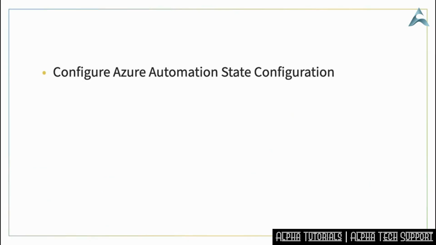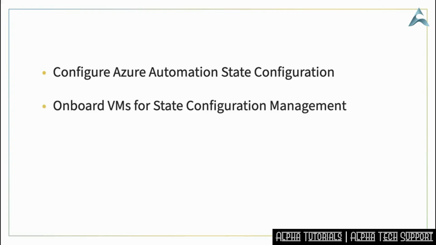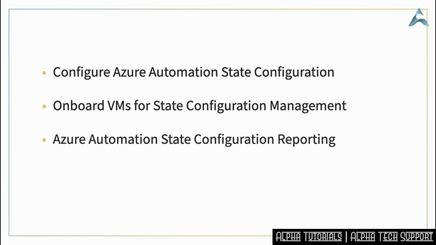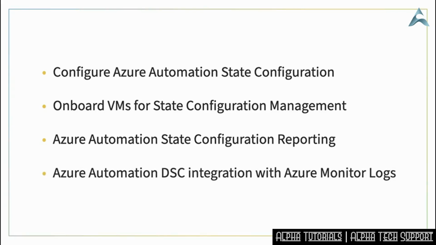Time to get our hands dirty again. So get ready with your tenants to start implementing simultaneously as you see me perform the demonstration. In this section, we will perform the following steps. First of all, we will be configuring Azure Automation State Configuration. And then we will be onboarding virtual machines for state configuration management. Once that is done, we will be performing the demonstration on the state configuration reporting. And finally, I'll show you how you can perform the integration of Azure Automation Desired State Configuration with Azure Monitor Logs.